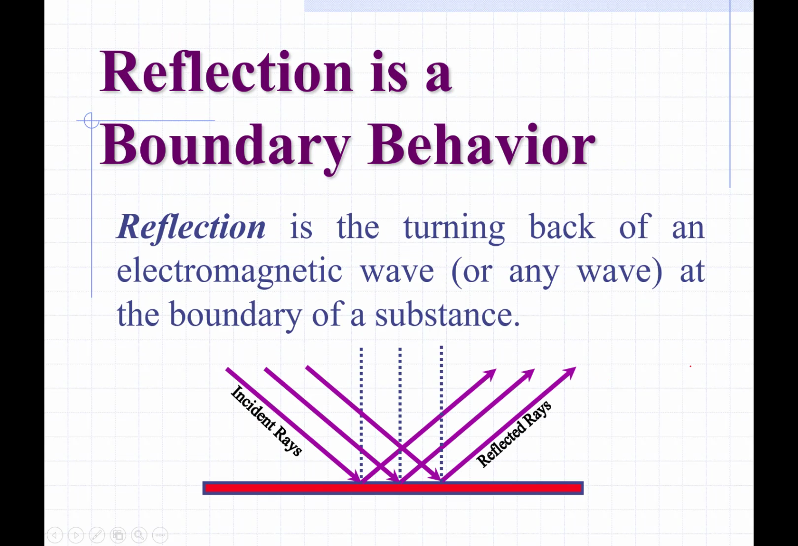Reflection is one of our boundary behaviors, the turning back of a wave at the boundary of a surface. Here are three rays of light shot at a surface and reflected back. The rays that are striking the surface are called incident rays. The rays that bounce off are called reflected rays. Notice for each of these incident and reflected rays, we draw a dotted line that's perpendicular to that surface. It's always at a right angle. This is called the normal.